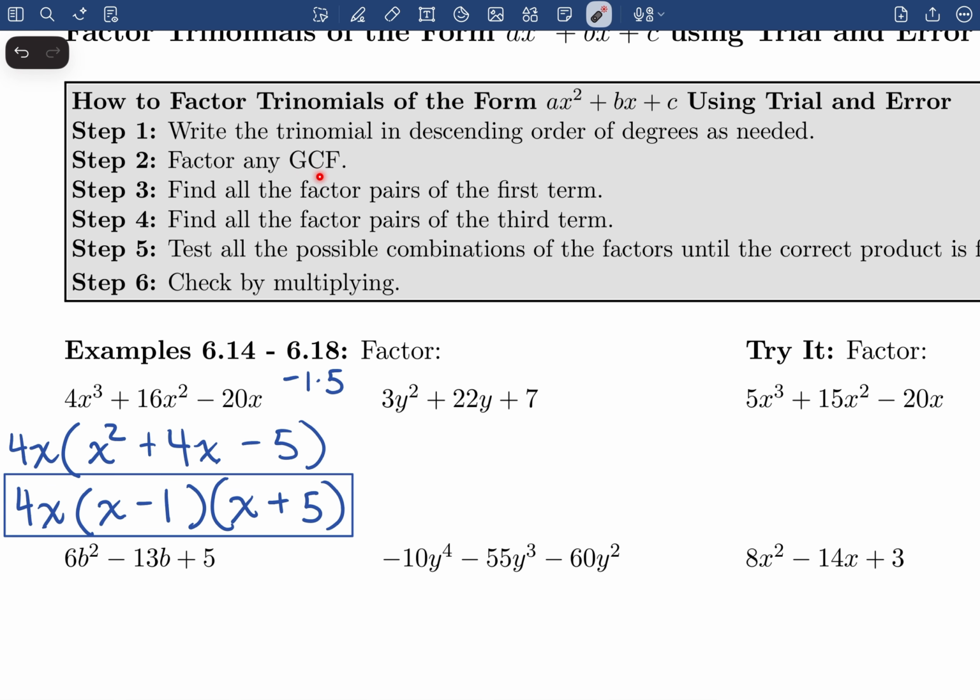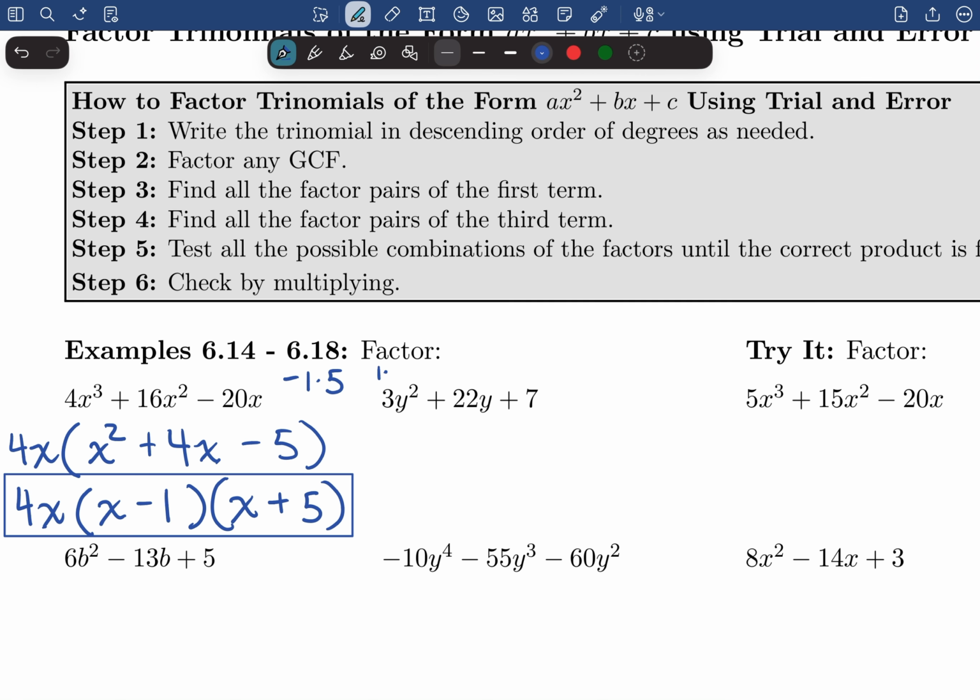Great. Moving on, factor any GCF if you can. And so we ask, are there any GCFs for these three terms? Is there a GCF? And the answer is no, there's not, because 22 and 7 are not multiples of 3, and so there's no common factor in this case. Great. Let's move on to step 3. Find all the factor pairs of the first term. The first term is a coefficient of 3. Let's find all of the factors of 3. Well, that's 1 times 3 because 3 is prime.